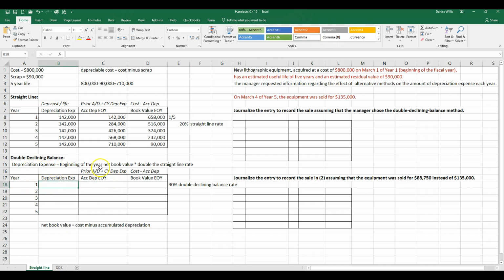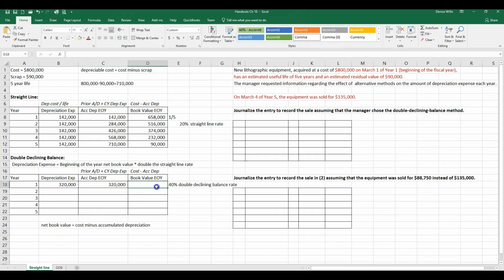Look up here again. Beginning of the year net book value, we said for year one, that is going to be the $800,000. And we're going to multiply that amount times our 40%. I'm just going to put 0.4. Depreciation expense is $320,000. Okay. Now, it doesn't matter what method you're using. Your accumulated depreciation is always going to be the prior year's amount plus the current year. This year, prior year amount, there wasn't any. So it's basically zero, plus this amount right here. So in year one, your end of the year accumulated depreciation is the same as your depreciation expense.